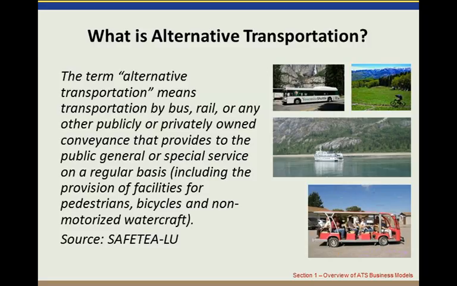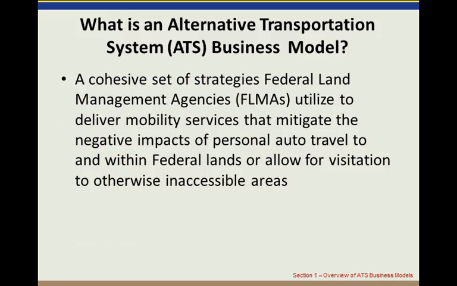We'll start off by just defining what is alternative transportation. Basically, alternative transportation means any transportation by bus, rail, or other public or privately owned conveyance that provides transportation to the general public or a special service on a regular basis, and this includes bicycle facilities, pedestrian, and other non-motorized watercraft. For purposes of today's presentation, we're defining the ATS business model as a cohesive set of strategies that FLMAs utilize to deliver mobility services that mitigate the negative impacts of personal auto travel to and within federal lands, or those that allow for visitation to otherwise inaccessible areas.